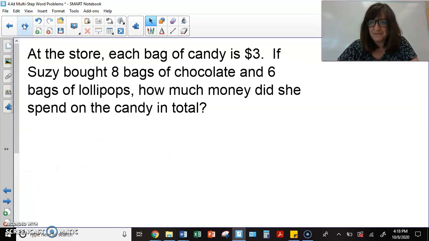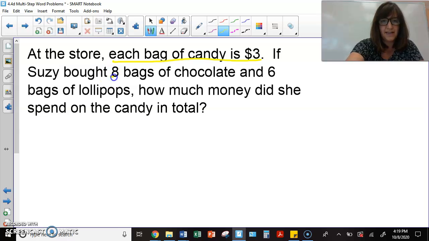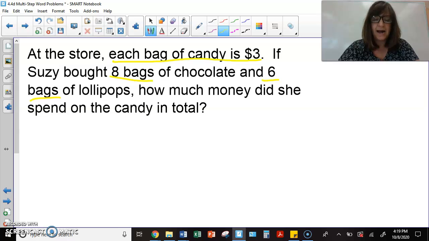Let's dive right in with some examples and let's work together to solve this multi-step problem. So it says, at the store, each bag of candy is $3. If Susie bought 8 bags of chocolate and 6 bags of lollipops, how much money did she spend on the candy in total? So I know that each bag is $3. Okay, she buys 8 bags of chocolate and 6 bags of lollipops. How much money did she spend on the candy in total?